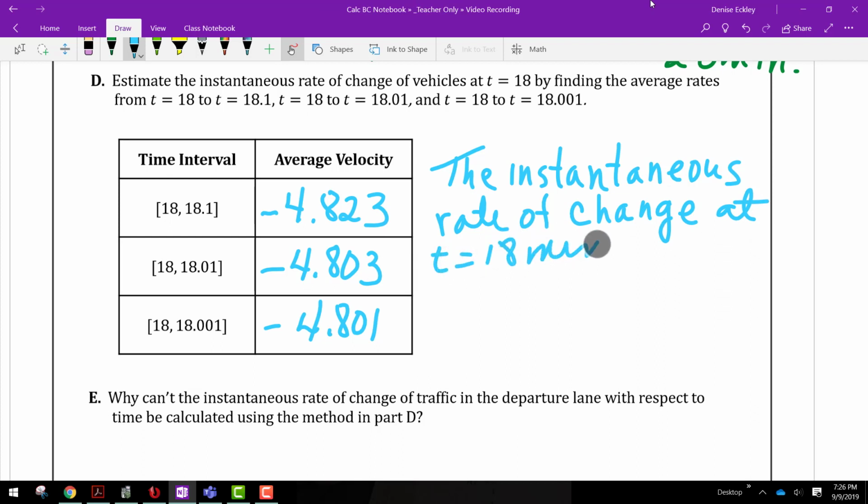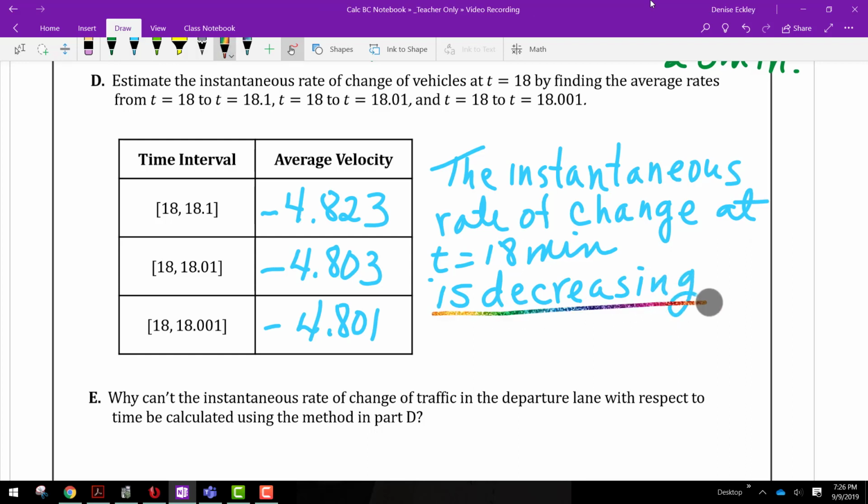So that 18 minutes is going to be, and I want to put this on here before I write the value, and it is decreasing because the value is negative. So it's decreasing at a rate of, I'm just going to make it 4.8 vehicles per minute.